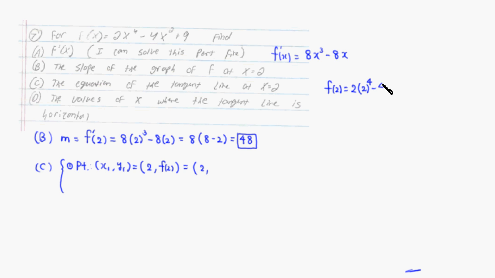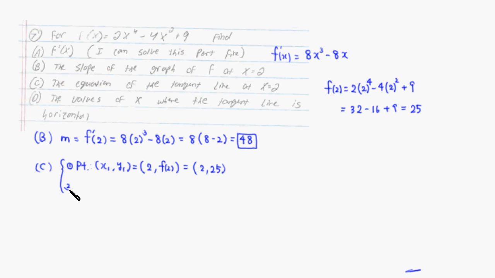So it's 2 comma, let's see, f of 2 would be 2 times 2 to the fourth power minus 4 times 2 squared plus 9. So 2 to the fourth is 16, 16 times 2 is 32, minus 4 times 2 squared, so that's 16, plus 9. So 32 minus 16 is 16 plus 9, so it's 25. So y1 is 25.